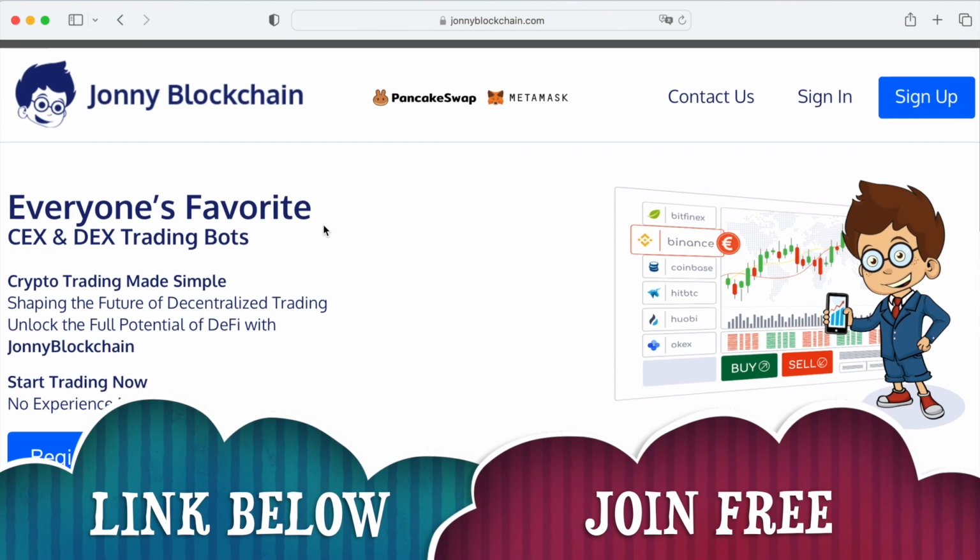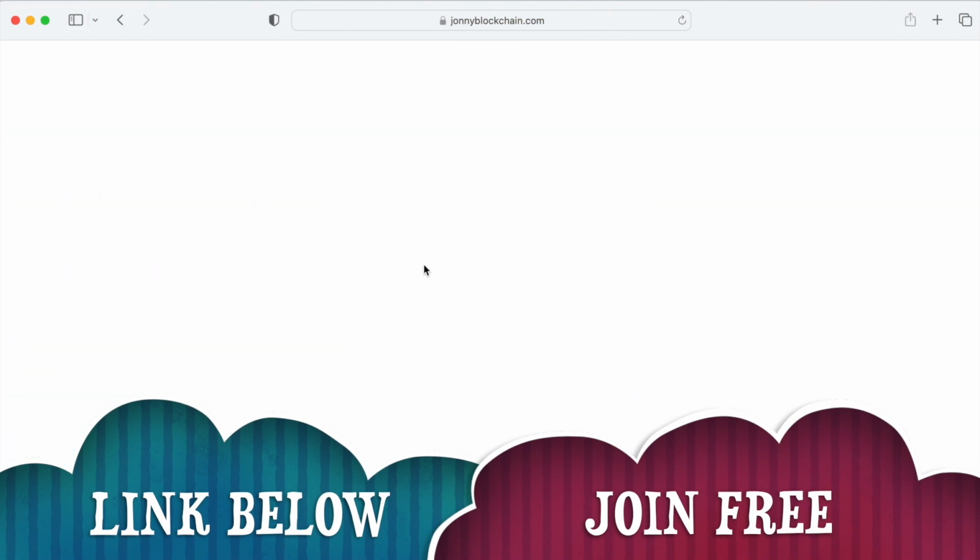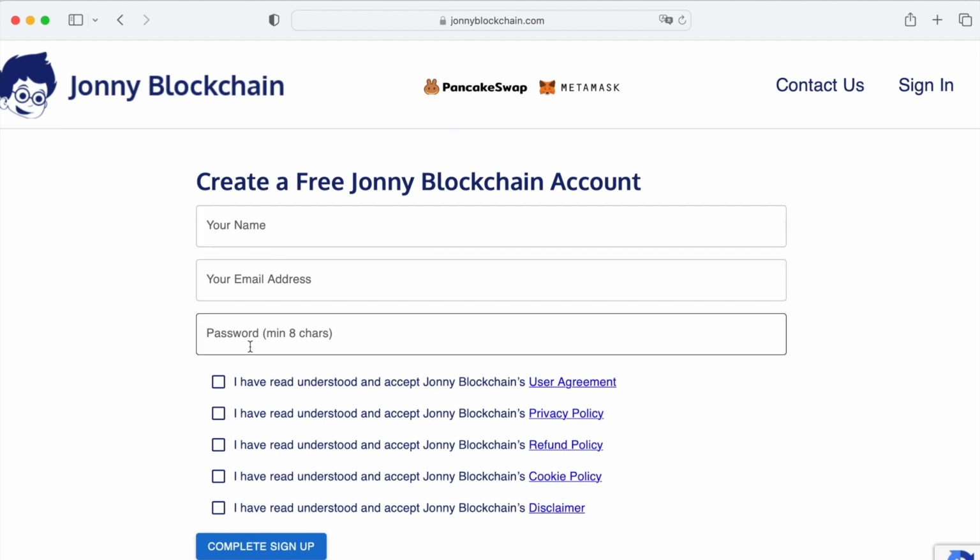Create your free account. Click on any of these buttons, sign up or register. It's going to bring you here. Pop in your name, your email address, password, put some ticks in these boxes. Click on this box here to say complete my sign up.